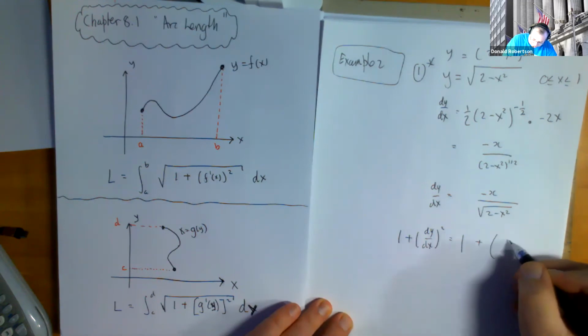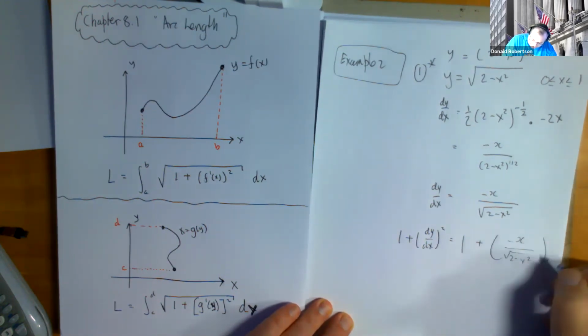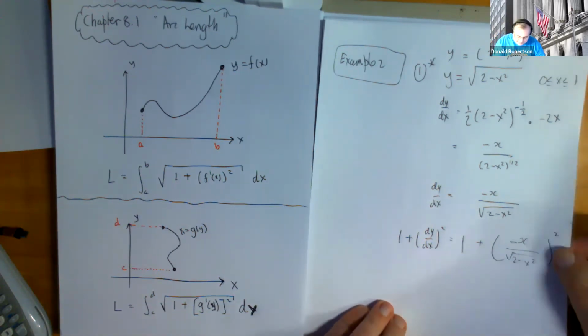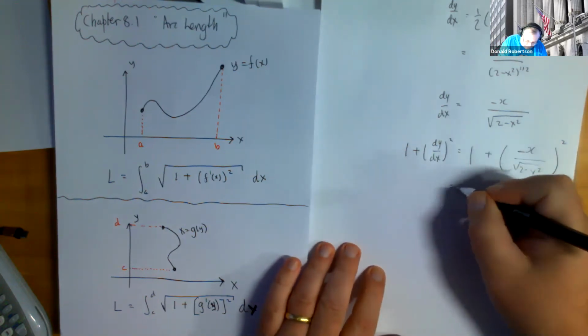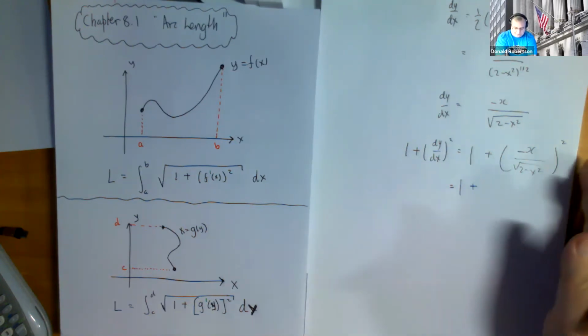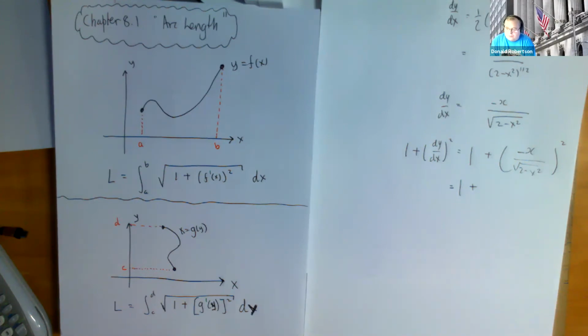1 plus this guy squared. What should I do next? U sub? Not yet. Too early to think about U subs, Matthew. What should I do algebraically next? I want it to look better than it is, because that looks yuck.